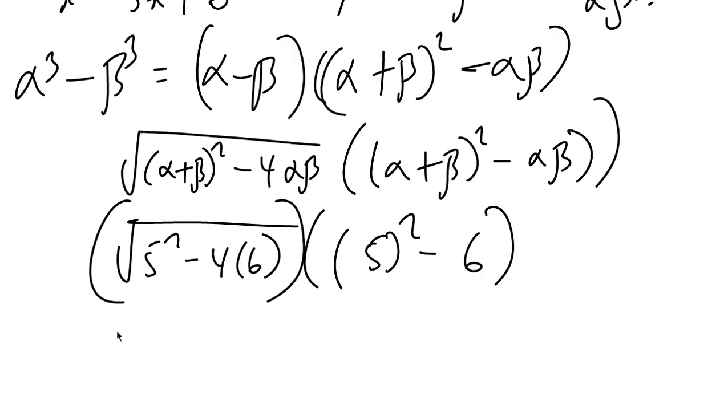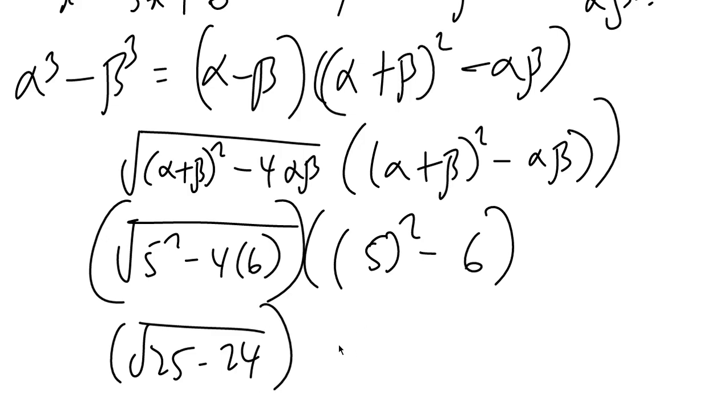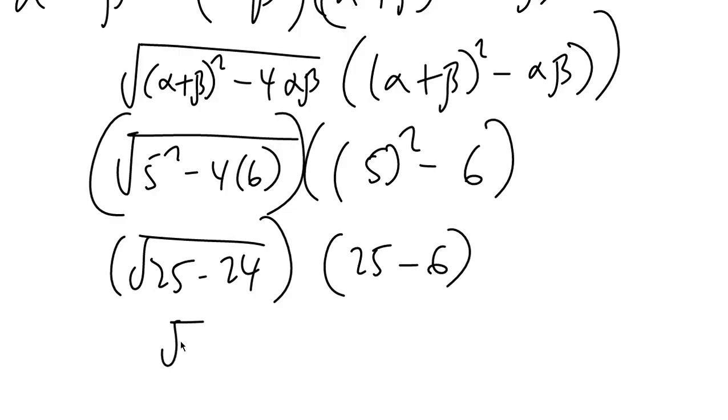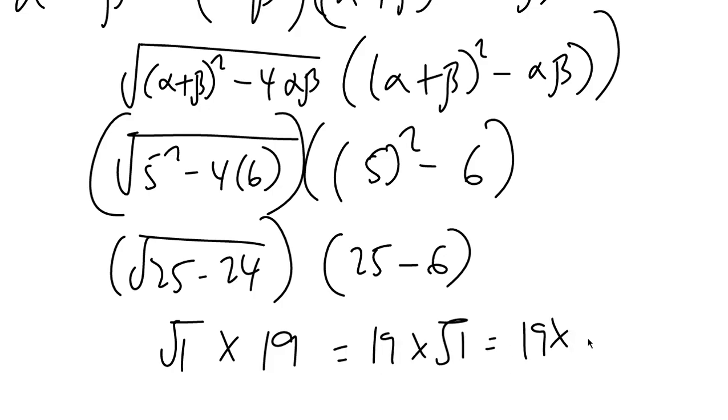So that will be the square root of 25 minus 24, and then that will be 25 minus 6. Then that will be the square root of 1 times 19, because 25 minus 6 is 19. That will be 19 times the square root of 1, which is 19 times plus or minus 1, because the square root of 1 is plus or minus 1. So that means that alpha cubed minus beta cubed is plus or minus 19, right? Do you understand?